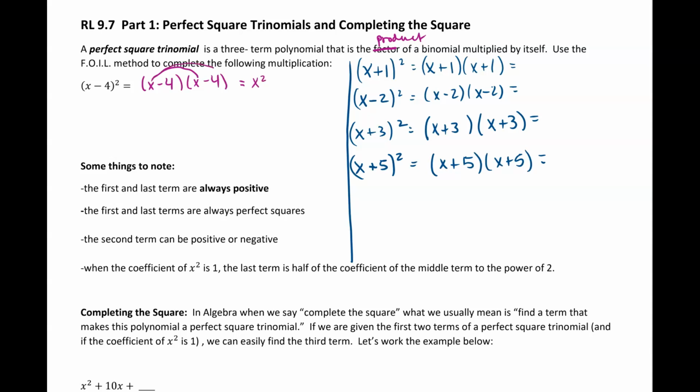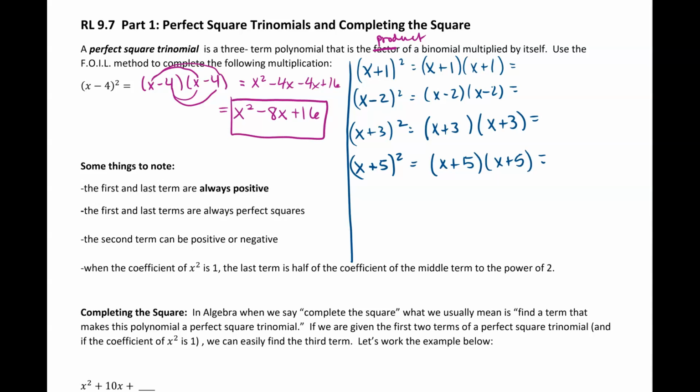When I multiply my outer two terms, I get a negative 4x. My inner terms give me a negative 4x, and then my last terms give me a positive 16. So I could clean this up and say x squared minus 8x plus 16. All right, so that is a perfect square trinomial.